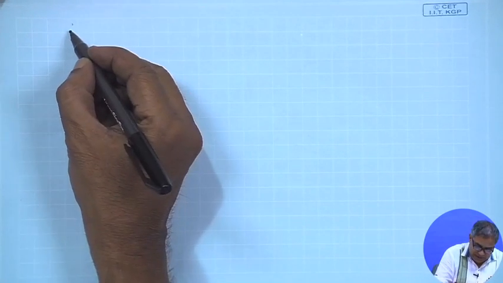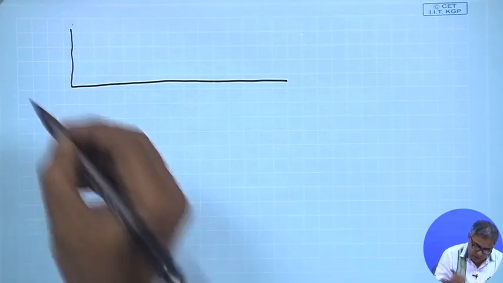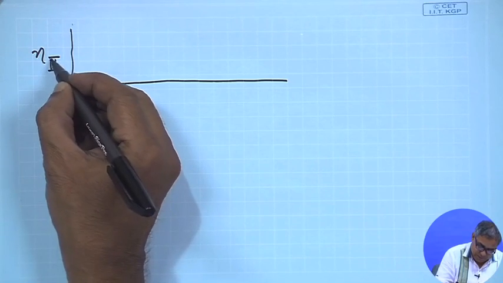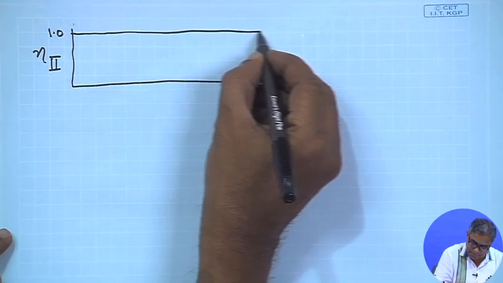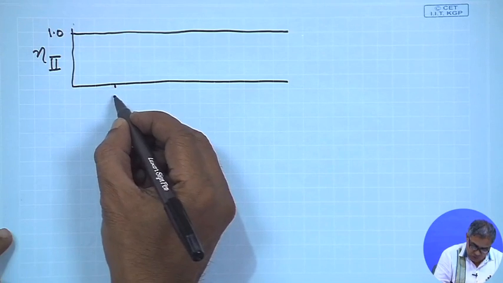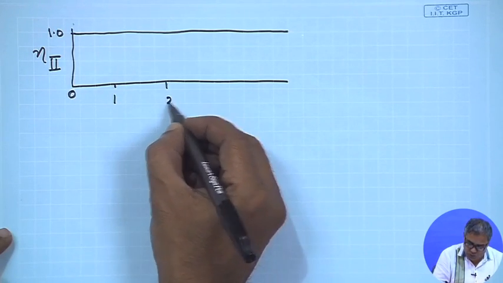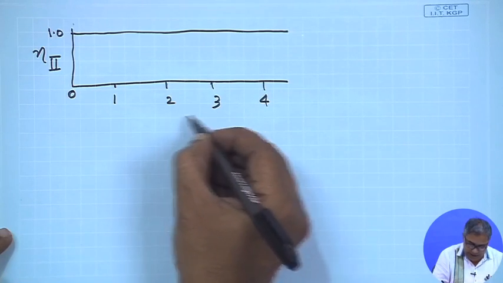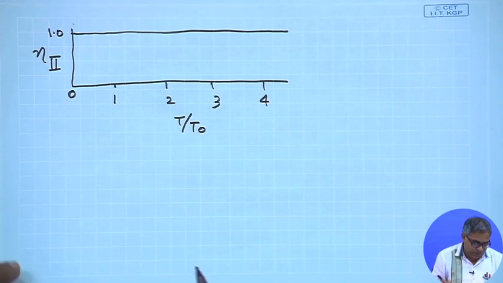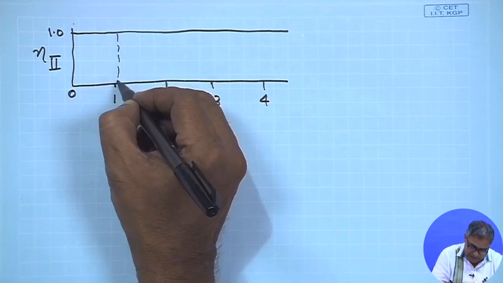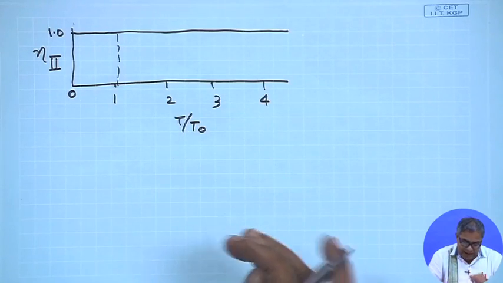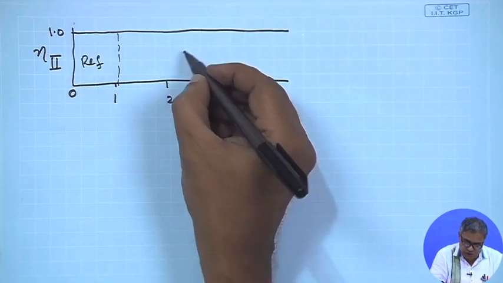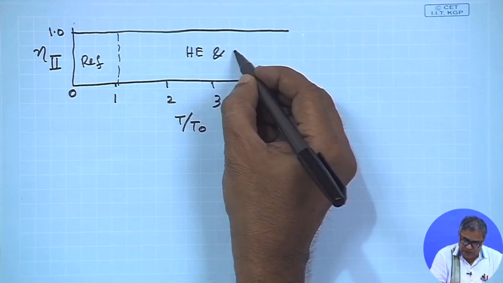So, by the second law, what will we get? By the second law, we will get a figure like this. This is your second law efficiency or relative efficiency. This is 1, this is 0, of course, 2, 3, 4, and this quantity is T by T 0 as before. So, we will get all the figures of merit, or all eta 2, within this envelope, with the refrigerator in this zone, and the heat engine and heat pump in the other zone.